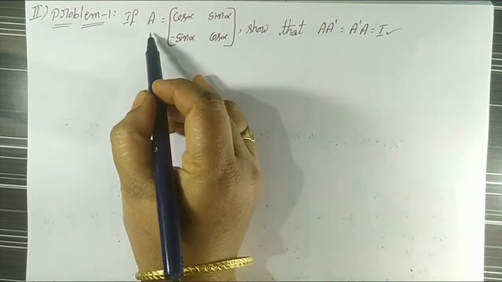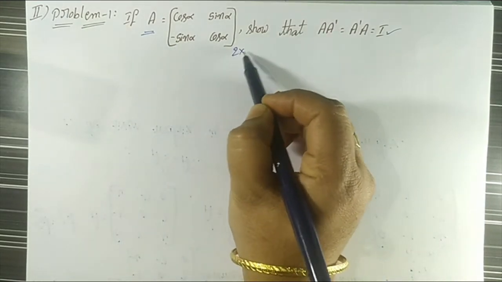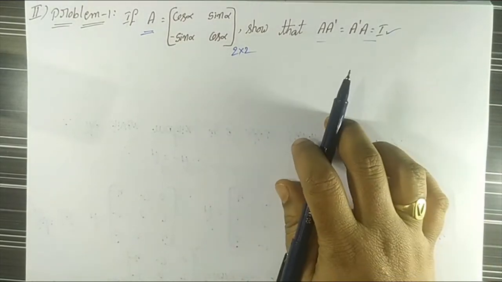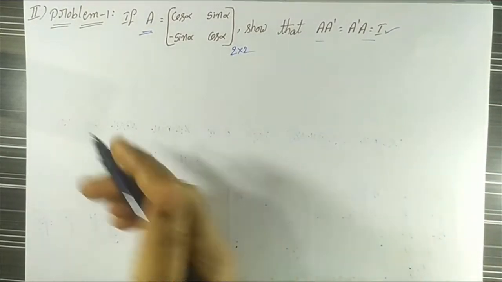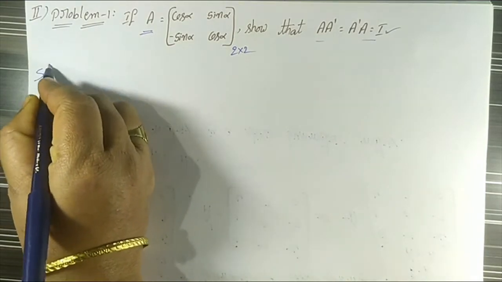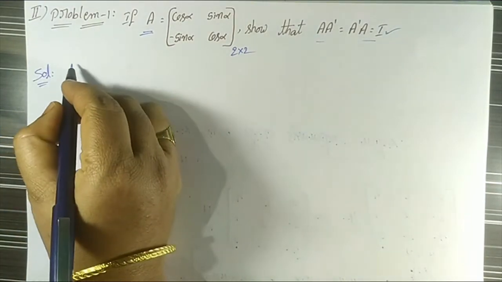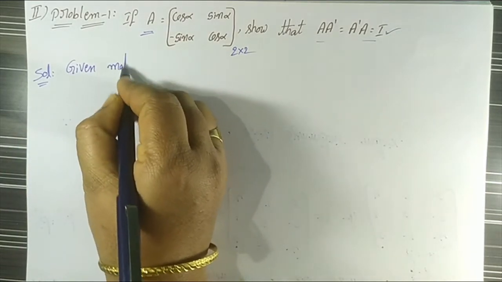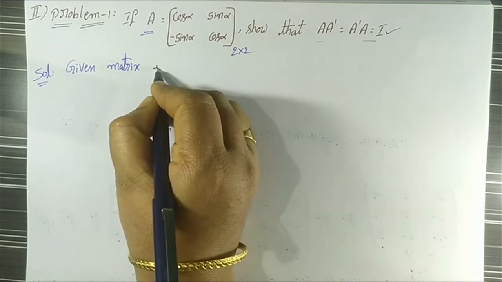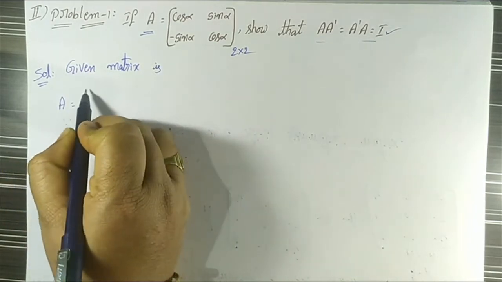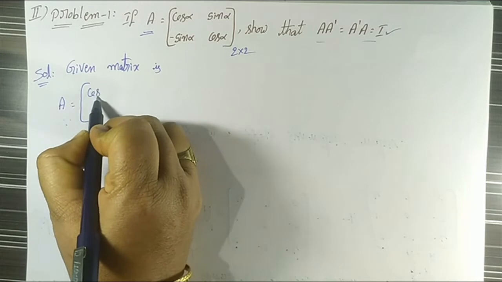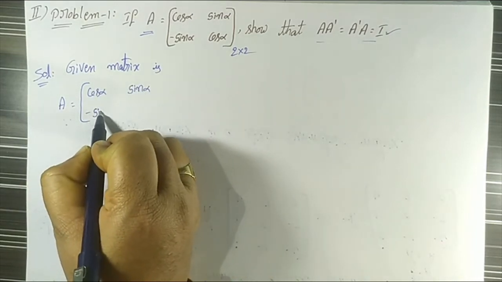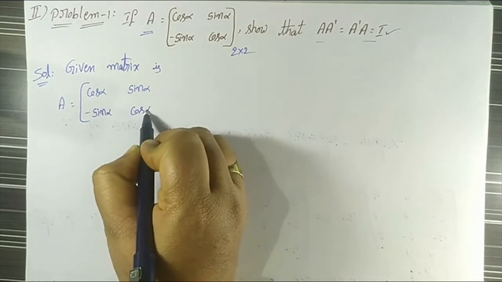In this problem, we are given a matrix A of order 2 by 2. Then we have to show that A A dash equals A dash A equals I. This is the problem. Next, we will go to the solution. First, write down the given matrix. The given matrix is A equals cos alpha, sin alpha, minus sin alpha, cos alpha.